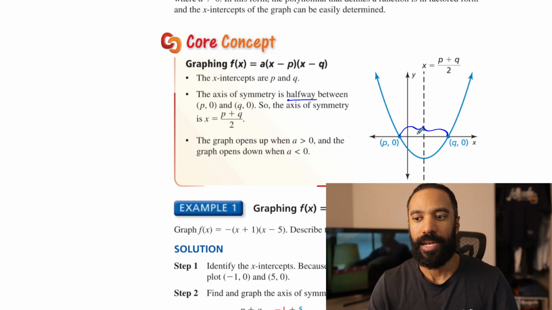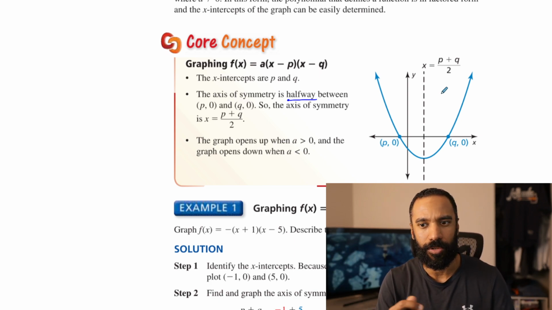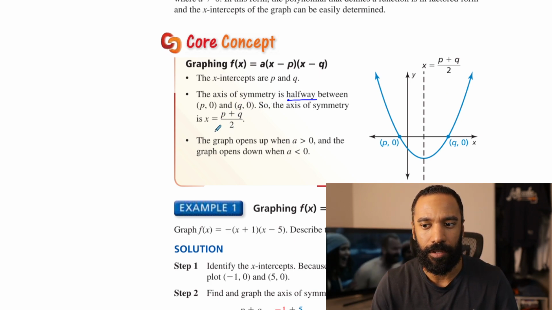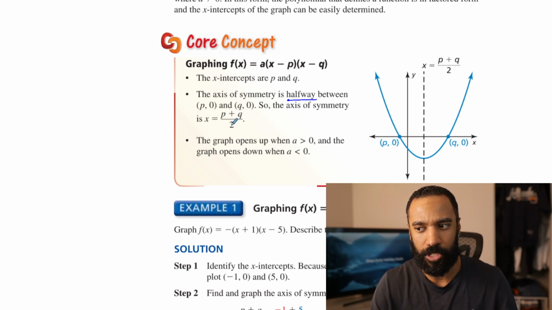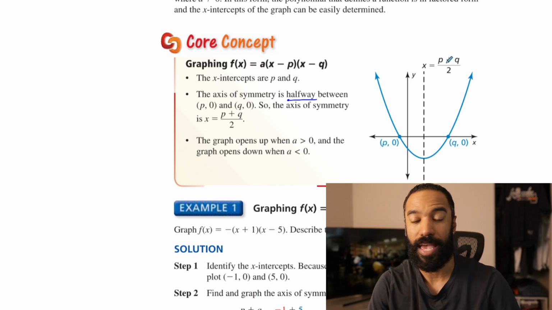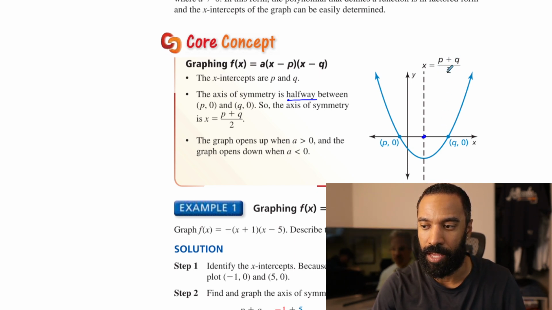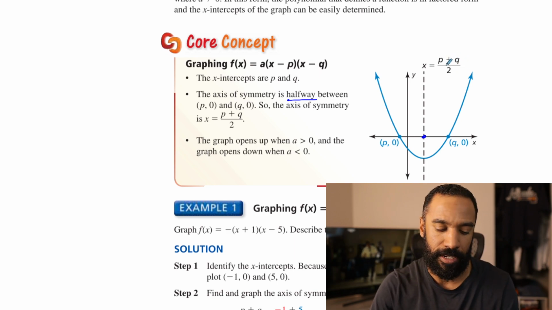axis of symmetry. Now, there are a couple ways you can do this. We can use it on the graph by kind of counting half the distance. That's totally fine. But they're going to give you kind of a formula version. p plus q over 2. Why do they give you p plus q over 2? Because this is averaging your two values. The midpoint of two numbers is the average of them. And how do you average something? You add them and divide by 2.